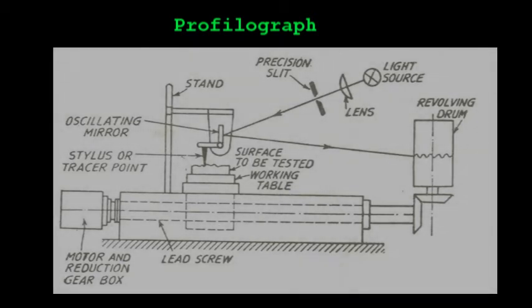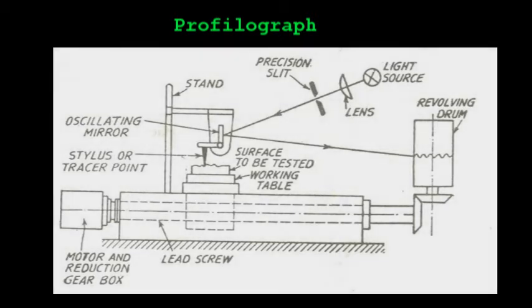The work and the table are traversed with the help of a lead screw. The stylus, which is pivoted to a mirror, moves over the tested surface. The oscillations of the tracer point are transmitted to the mirror.